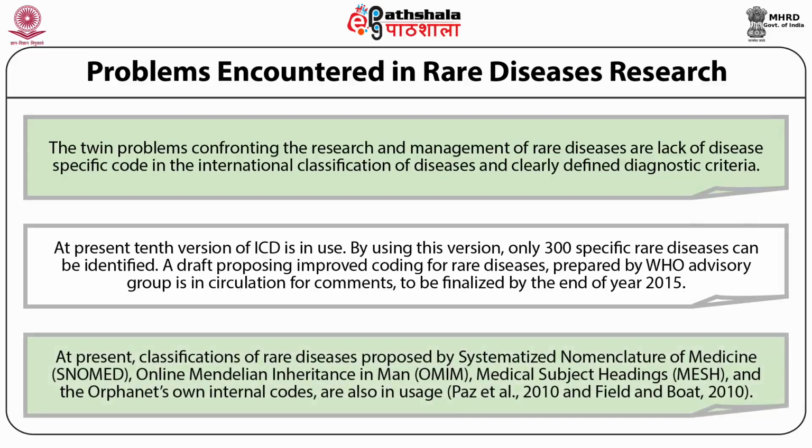At present, classifications of rare diseases proposed by the Systematized Nomenclature of Medicine, Online Mendelian Inheritance in Man, Medical Subject Headings, and Orphanet's own internal codes are also in usage. Prevalence of rare diseases was mostly focused on congenital anomalies due to cost intensity and limited utility.